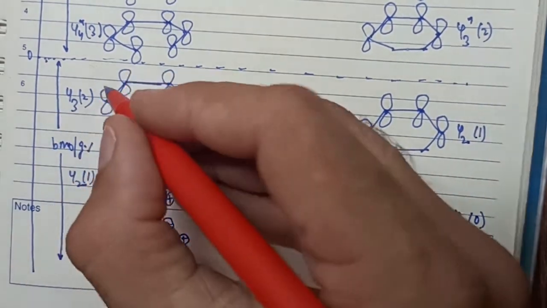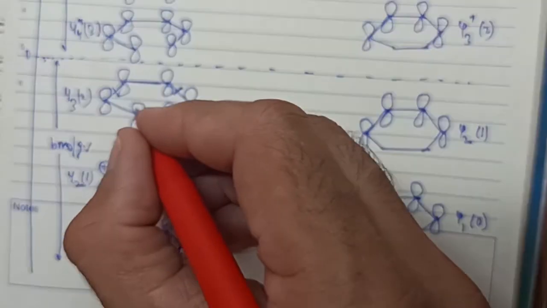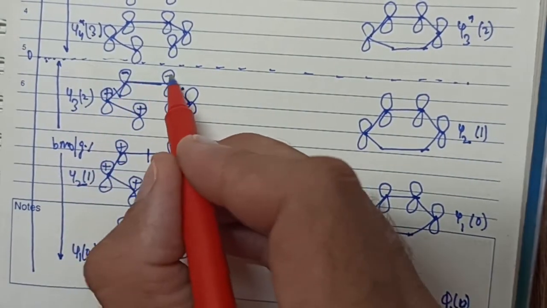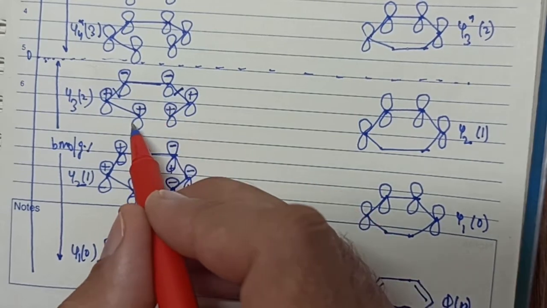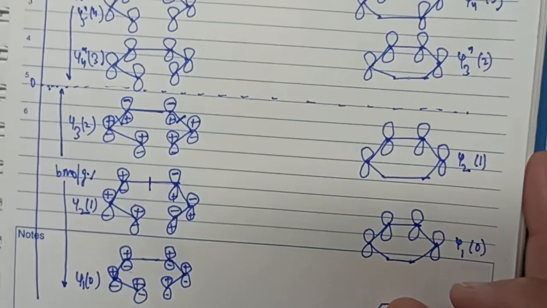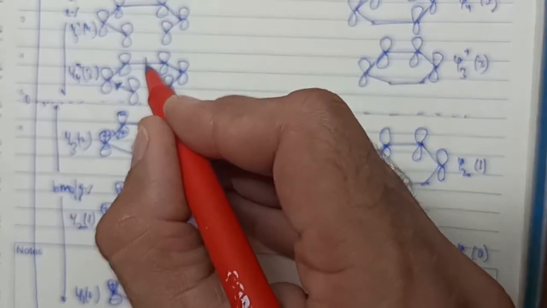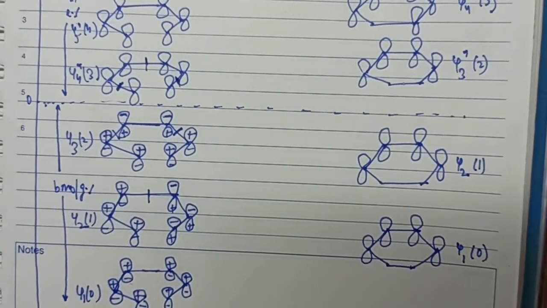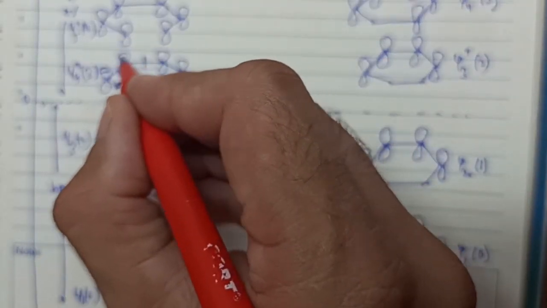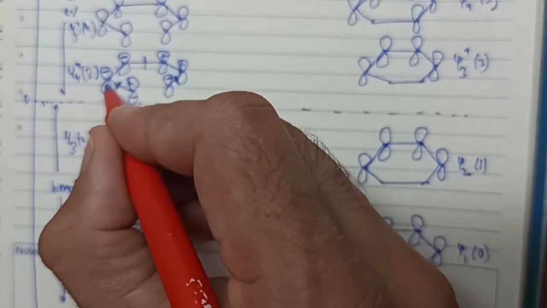Okay, psi3, 2 nodes. Try to put nodes so that there is a symmetric cleavage. So it is positive, positive, node, negative, negative, node, positive, positive. Okay, let's go to psi4 star. There should be 3 nodes, again a symmetric kind of cleavage. So I've cut it like this: plus, minus, minus, plus, plus, and minus.